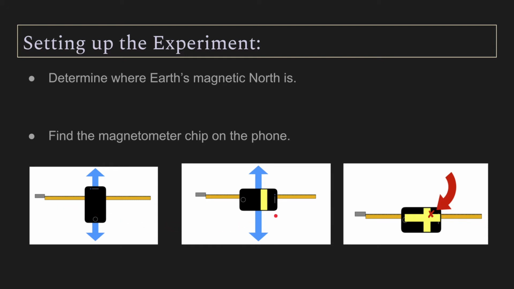Next, you flip your phone so it's on axis with the magnet, and you minimize the x direction and maximize the y direction. You place tapes in each of these locations, and as you can see, where these two tapes intersect up in this corner is where your magnetometer chip on your phone is.